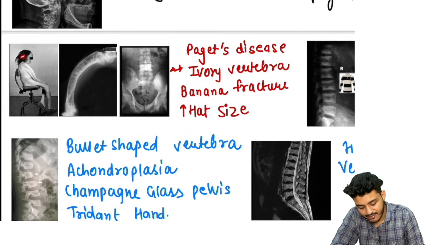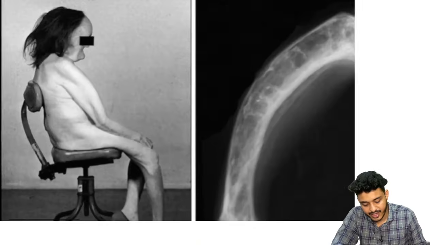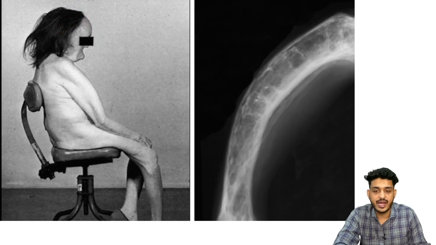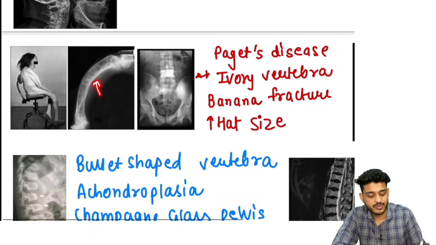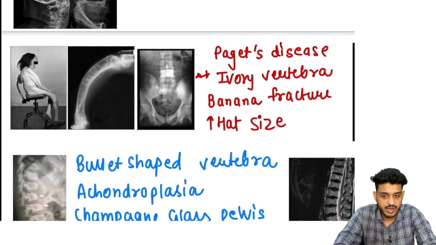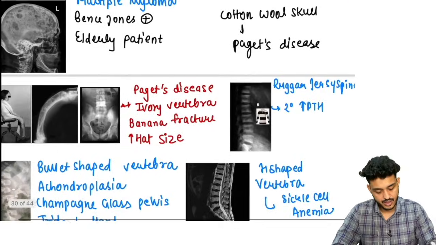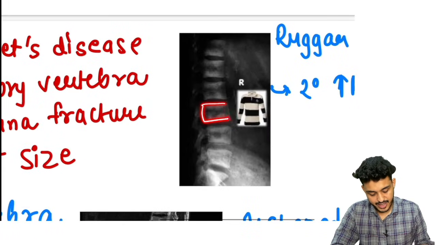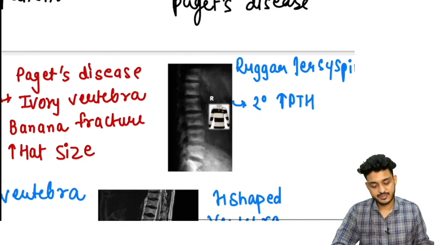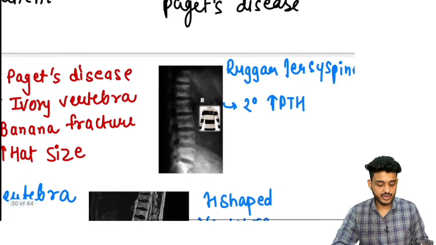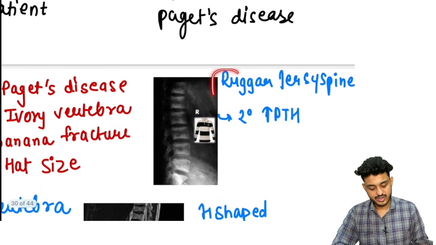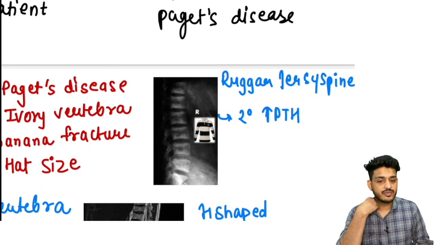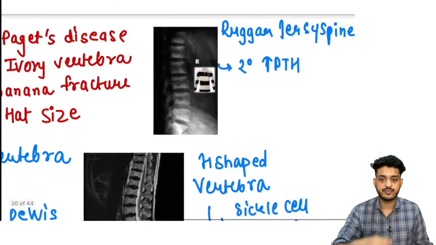This patient will be having increase in the size of the head. They can have this type of fracture. This is known as banana fracture, beta. You will be having involvement of the spine in secondary hyperparathyroidism. This is going to be known as rugger jersey spine, beta. This is the characteristic feature you will be finding with secondary hyperparathyroidism.